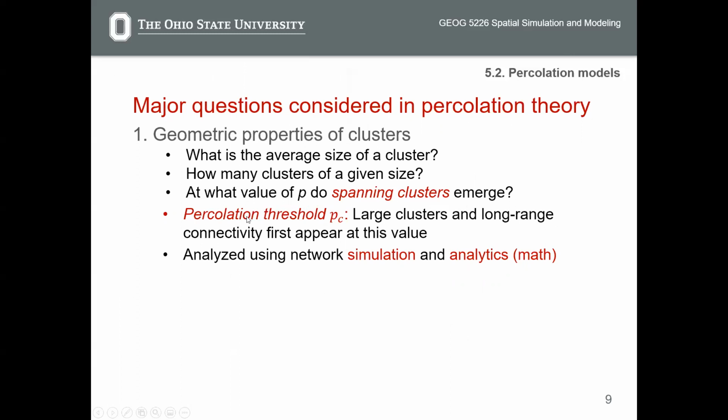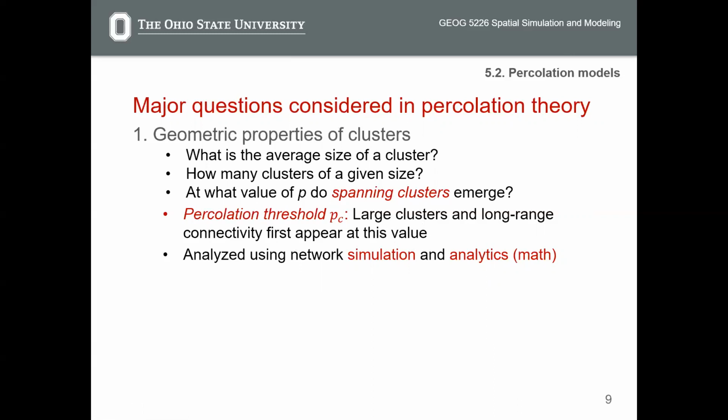And we also care about another very important parameter here, called the percolation threshold. It's called pc. You can consider c as critical, okay? So it's a specific p-value when large clusters and long-range connectivity first appear. So it's a threshold, which means there is a huge change happening at this specific value.